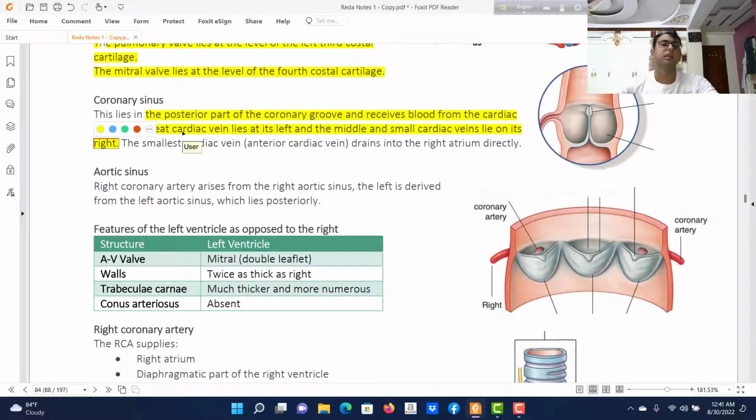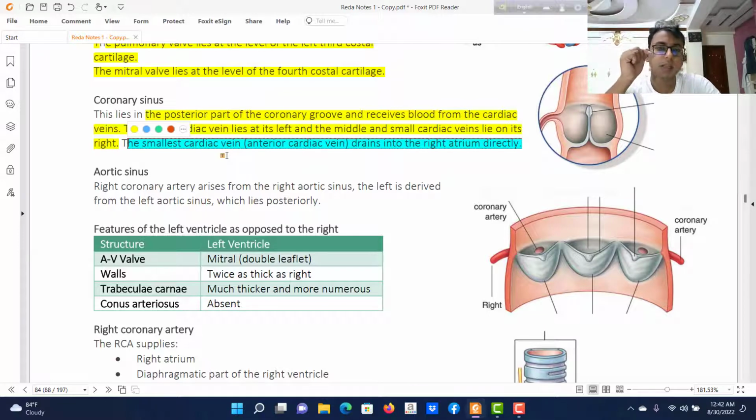So the great cardiac vein lies along with the anterior interventricular groove, and the small and middle cardiac veins lie on its right side. Ultimately they drain to the coronary sinus. The smallest cardiac vein is the anterior cardiac vein, which drains directly to the right atrium. So the anterior cardiac vein will not drain to the coronary sinus, but will drain directly into the right atrium along with some venae cordis minimi.